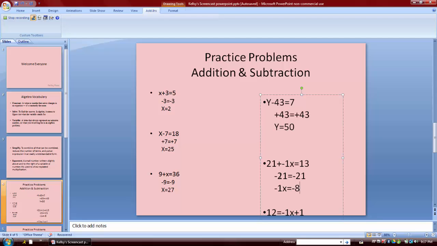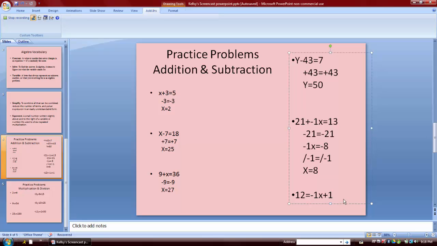So then all you would do is divide this by negative 1. So that would equal divide a negative 1. So that would cancel out. And then since the negative 8 and then negative 1 are both negative, that would become positive because they cancel each other out. So your x would equal a positive 8.